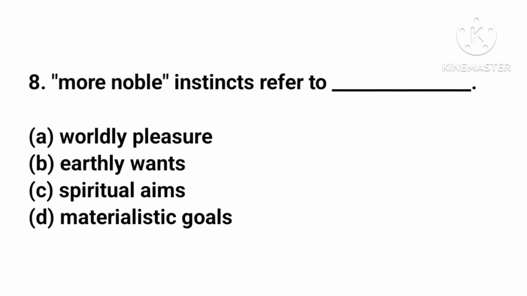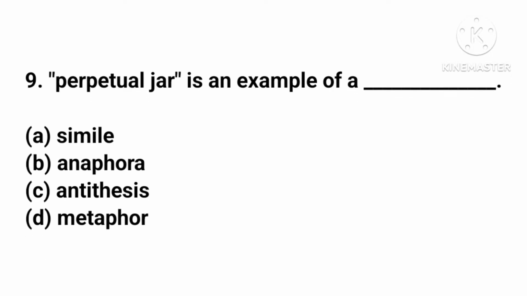Now, the 8th question. More noble instincts refer to dash. Option A, worldly pleasure. Option B, earthly wants. Option C, spiritual aims. Or option D, materialistic goals. Excellent! More noble instincts refer to spiritual aims. Now coming to the 9th question.